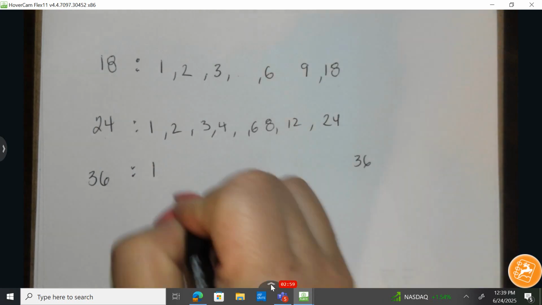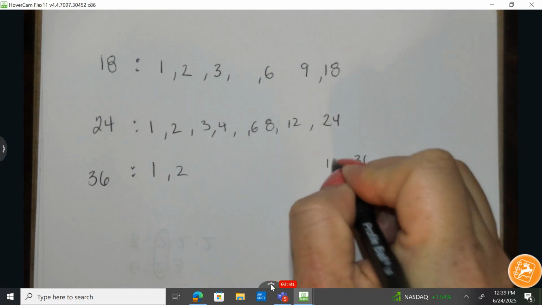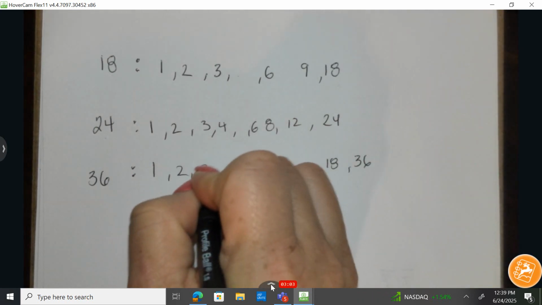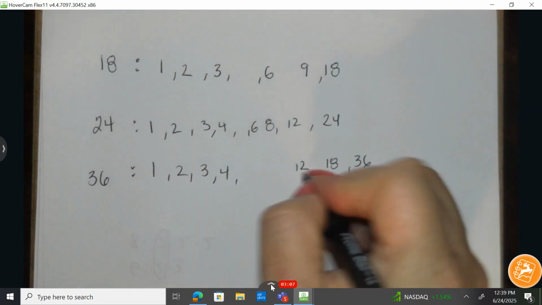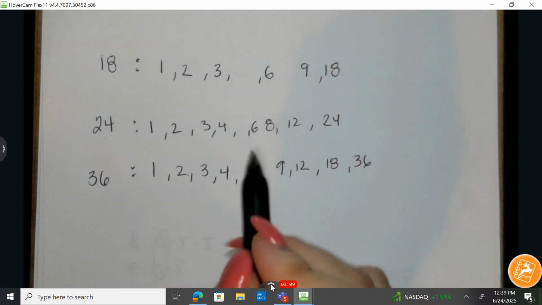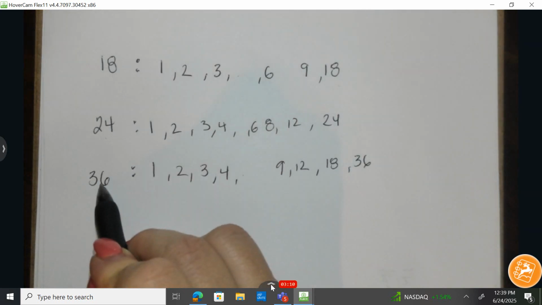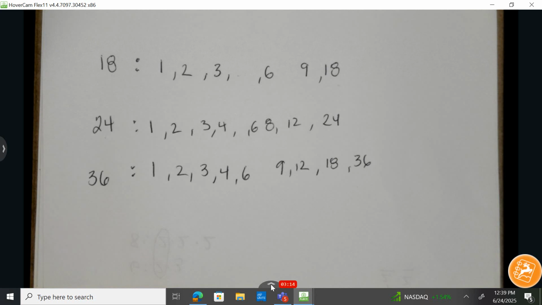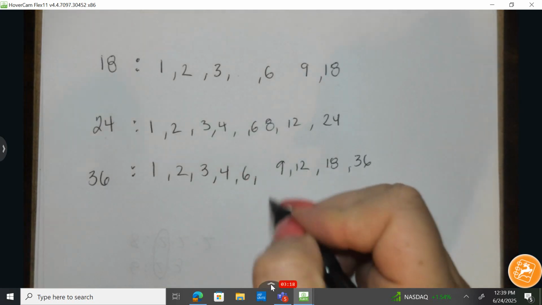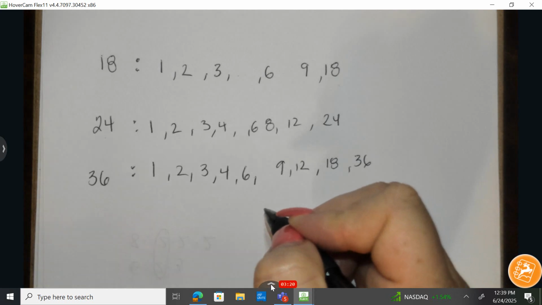1 times 36 is 36. 2 times 18 is 36. 3 times 12 is 36. 4 times 9 is 36. 5 does not evenly divide into 36. 6 times 6, but we don't have to write 6 twice. We only have to write the value once. 7 does not evenly divide into 36, nor does 8.